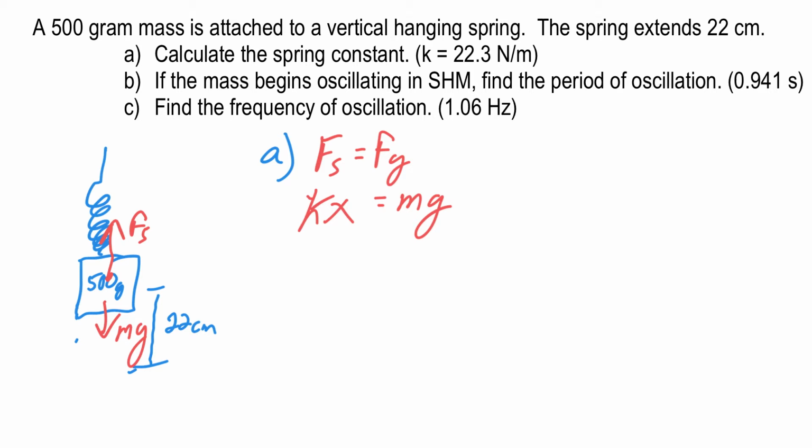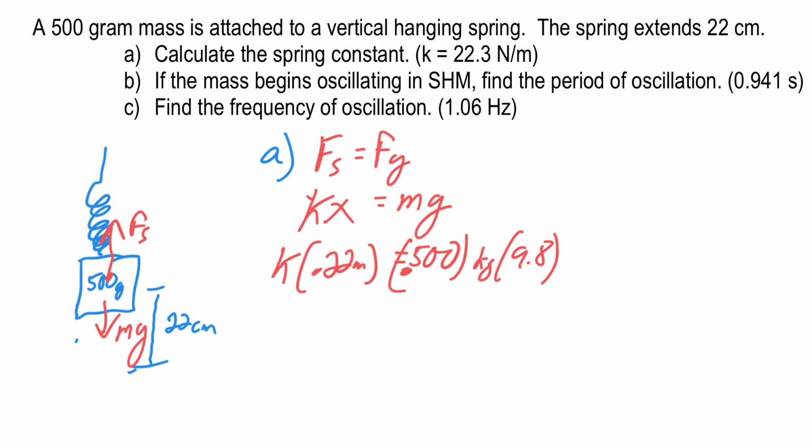So from here, we can just substitute in everything we know and solve for k. So k is 22 centimeters. We'll go ahead and convert that to meters. And then our mass was 500 grams. Actually, let's convert that. So it should be 0.50 kilograms. And then we'll just multiply by 9.8. Okay, solve for k. When you solve it, you get 22.3 newtons per meter.